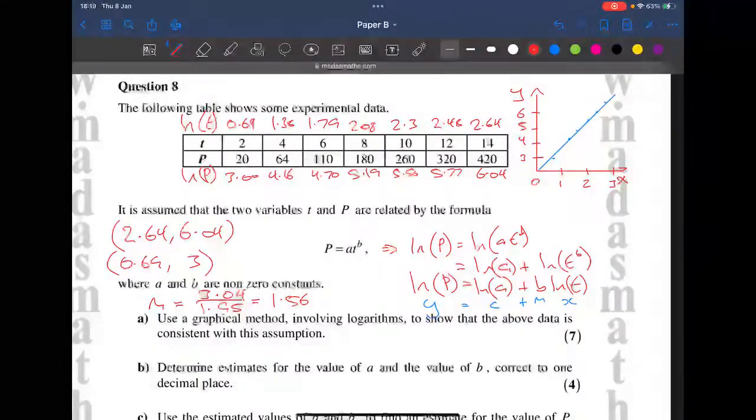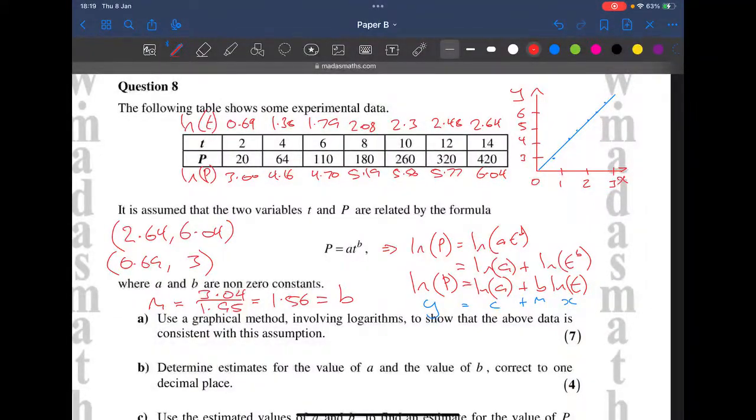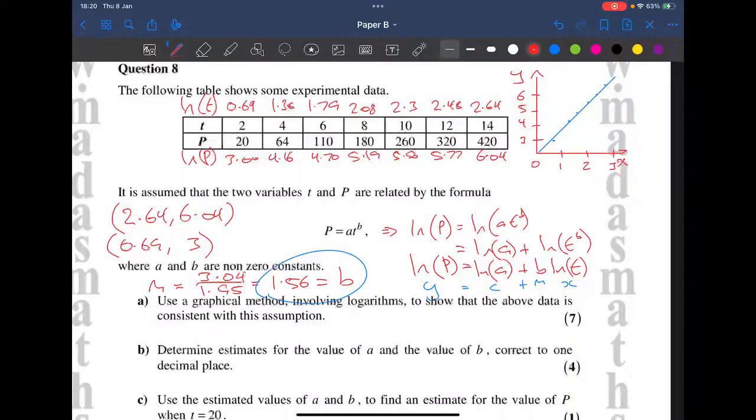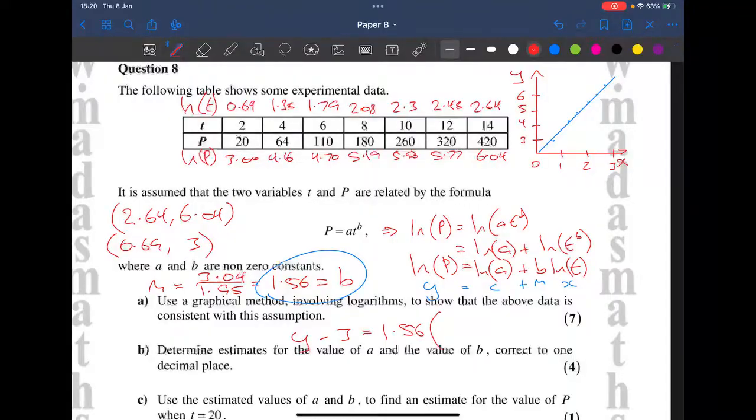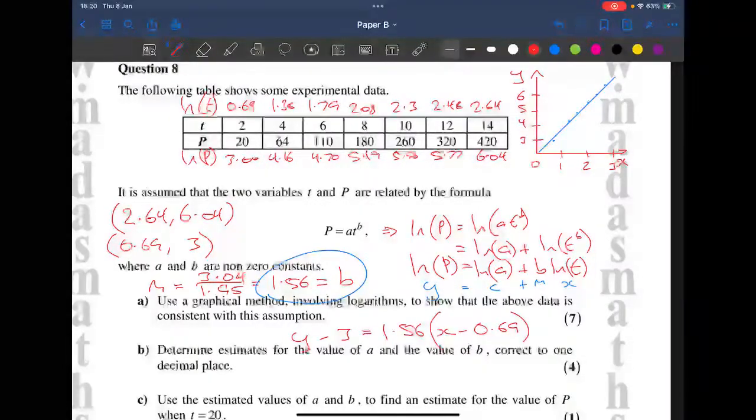So that's for the gradient. So that is exactly b, because we can see the gradient was just b in this case. So for the y-intercept then, what I'm going to do is form the straight line equation using one of these points and our gradient. So we know that y minus y1, so let's say 3, is equal to the gradient of 1.56 lots of x, take away 0.69.